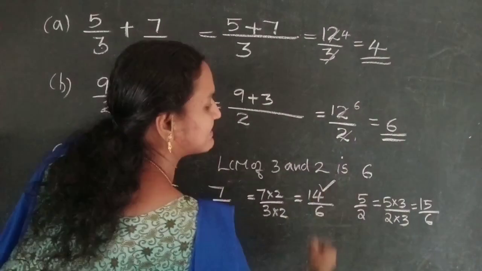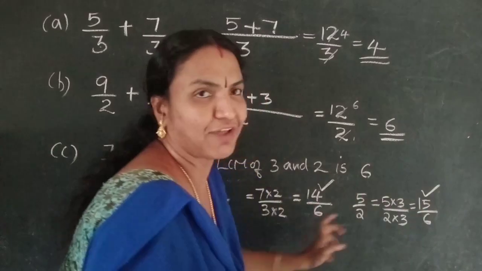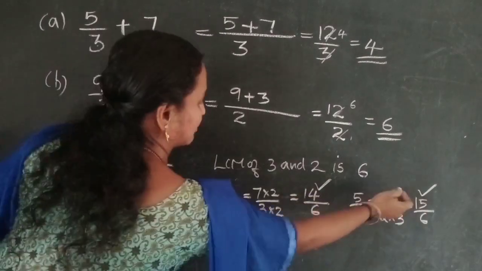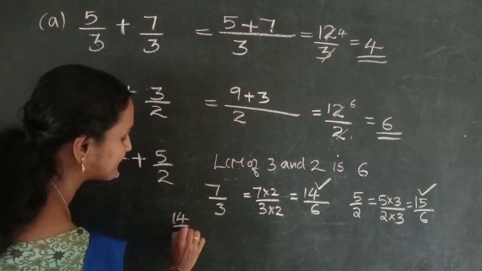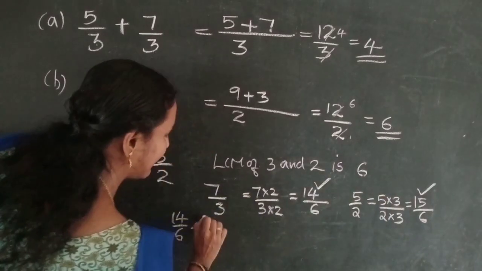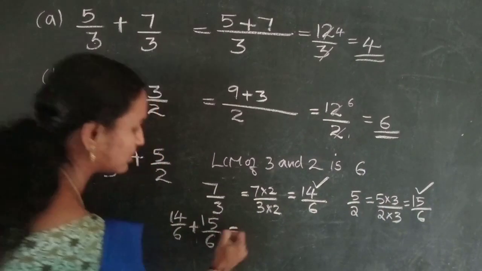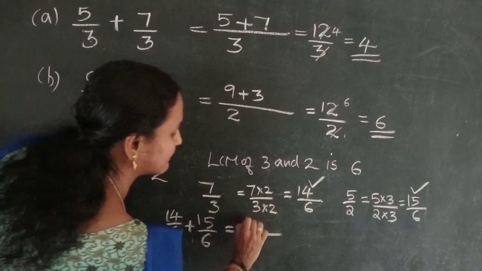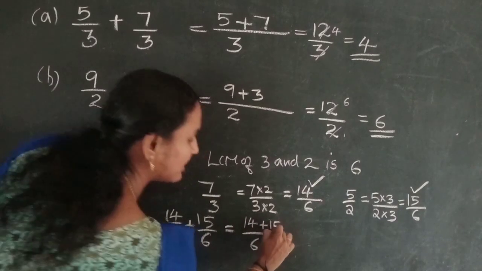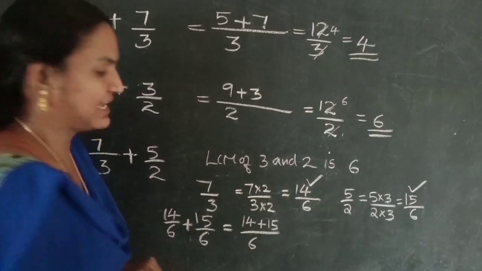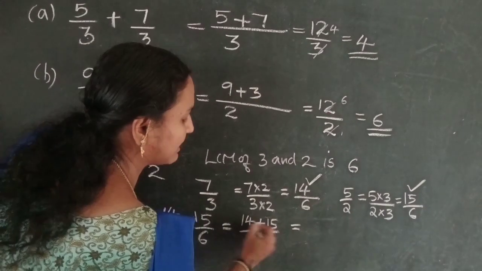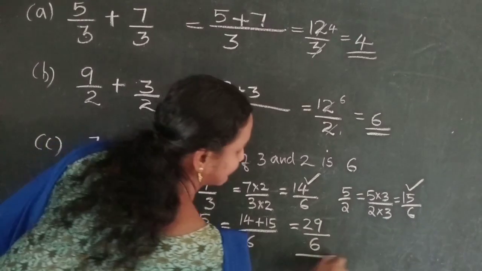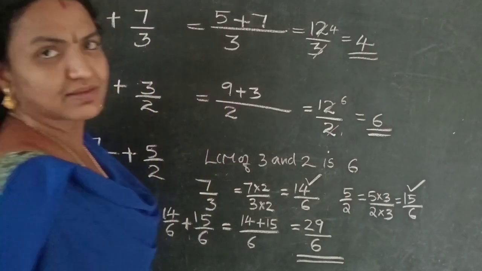Now 14 by 6 and 15 by 6 are like fractions because the denominators are same. So add these two fractions. 14 by 6 plus 15 by 6. Here the denominator is same, 6. So add the numerators. 14 plus 15 divided by 6. Adding 14 and 15, we get 29. The answer is 29 divided by 6.